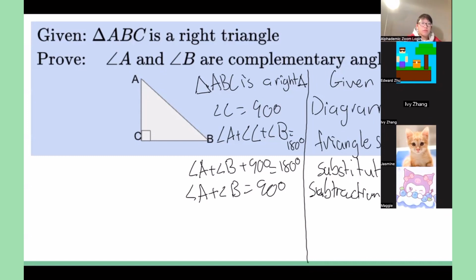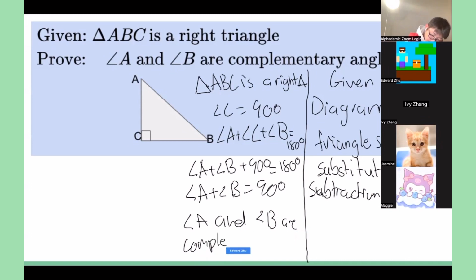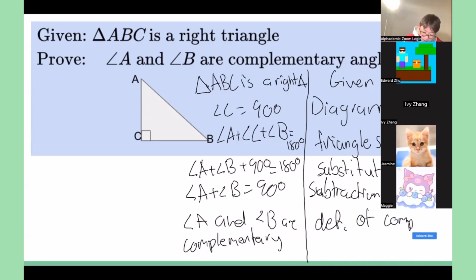After this, we can say that angle A and angle B are complementary. And the reason behind this would be the definition of complementary angles, which states that if two angles add up to 90 degrees, then they are complementary. So this is how you would do a geometric proof.